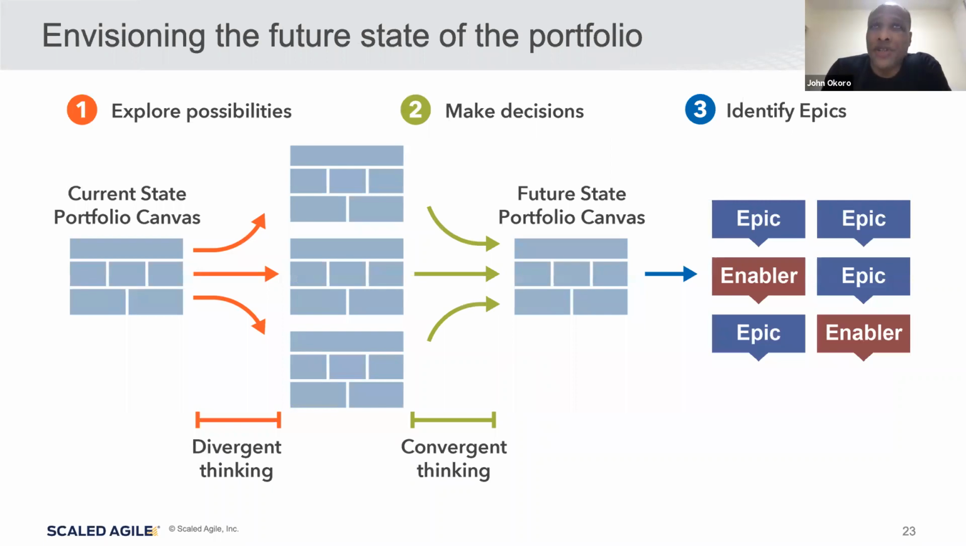And then we can envision the future state of our portfolio. You can think of this like design thinking, really, right? Divergent thinking, where we look at different possible portfolio states. And then we come back together and say, okay, here's the one that we really want to have. Then we break that down into epics and enablers that can go into our release trains, right? So we have different portfolio scenarios.